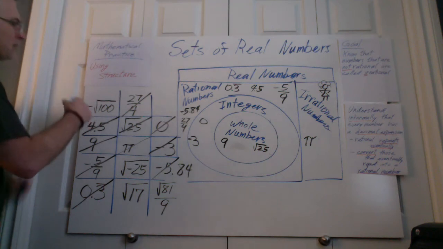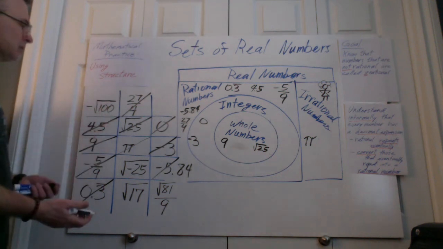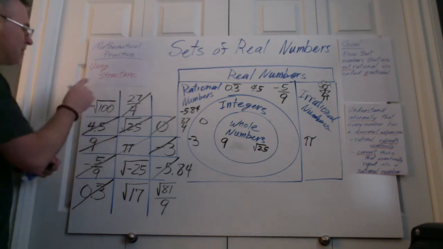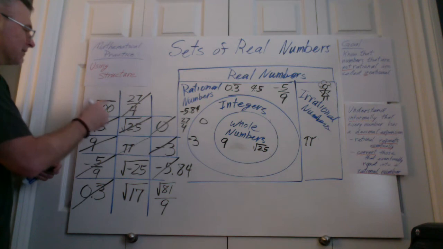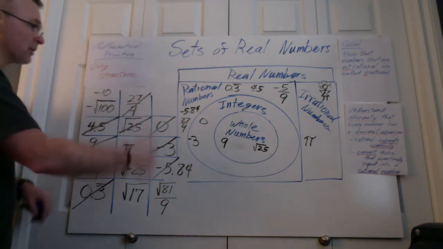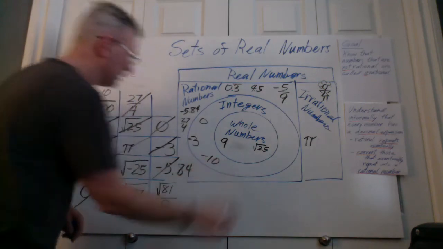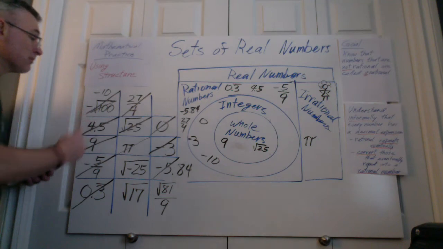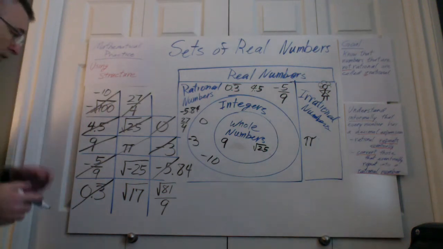The negative square root of 100 is going to be, the square root of 100 is 10, and then the opposite of 10 is negative 10. So this number is really negative 10. It's not a whole number, it's an integer. But I had to simplify it before I could actually do the problem. We only have 2 left.